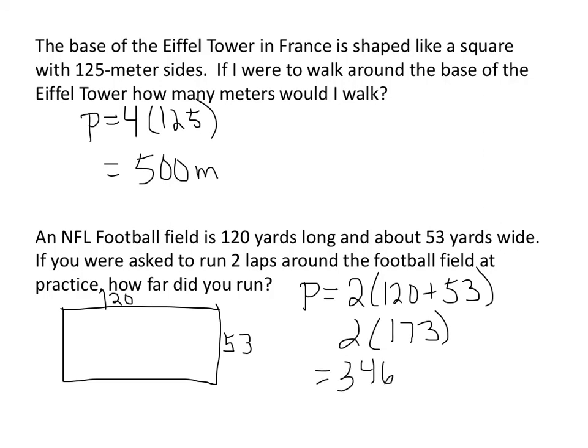Now, that's the perimeter, but that's not what the question is asking. They're saying if we ran 2 laps around the football field. So we actually have to take the 346 and double that. So take that and multiply it by 2. And if we ran 2 laps around the field, we would have actually run 692 total yards. If you have any questions, make sure you ask and we will go from there. So basically remember that perimeter just means the distance all the way around, which works for any shape, except for circles, which have a special thing, which we'll learn about later.